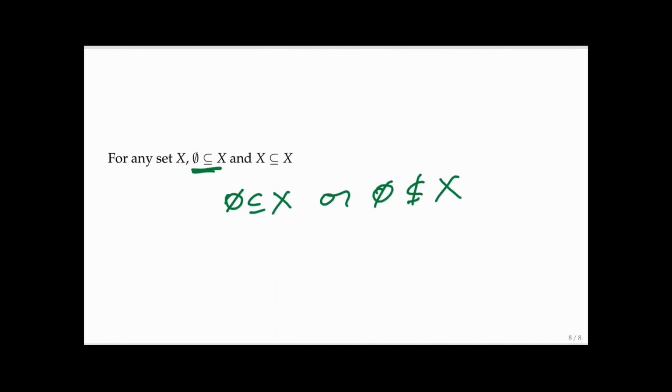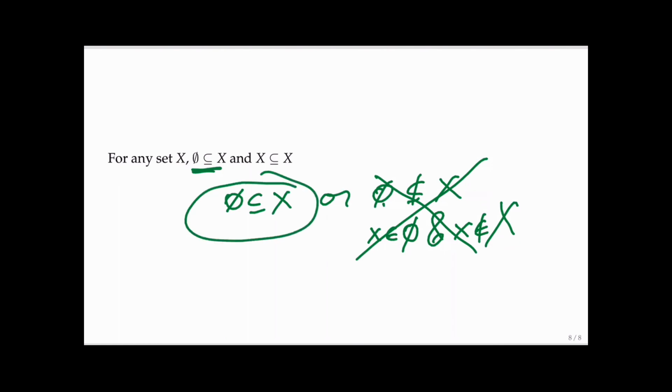So let's think about it: could it be that the empty set is not a subset of X? For the empty set not to be a subset of X, there has to be an element x that is in the empty set, and x is not in capital X. Well, that can't happen. There can't be an object that witnesses the fact that the empty set is not a subset of X, because the empty set doesn't contain any elements. So since this possibility can't happen, it must be the case that the empty set is a subset of X. And also, it should not be too hard to see that X is always a subset of itself.